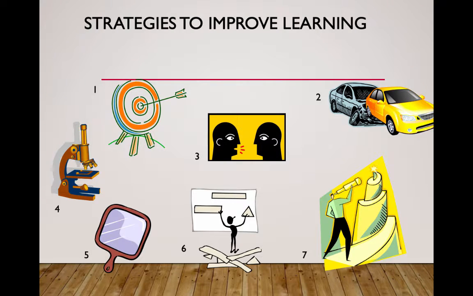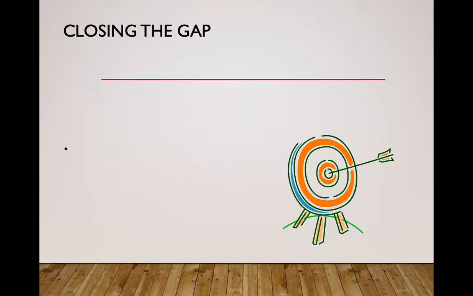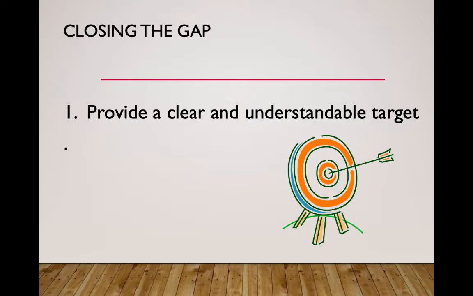Okay, here are some symbols that are strategies to improve learning using formative feedback. See if you can figure out what they are. See if you can figure out what they mean. Okay, you've got to know the target. Provide a clear and understandable target.